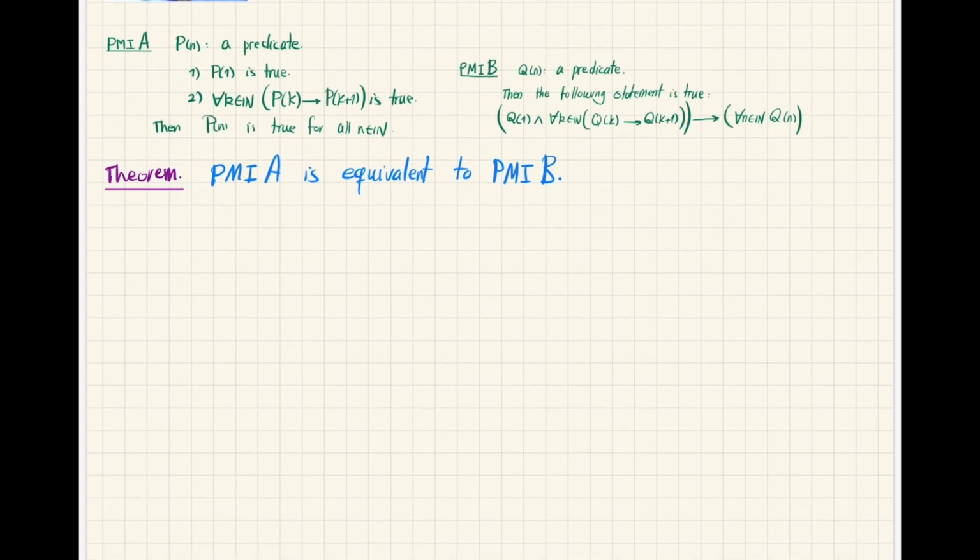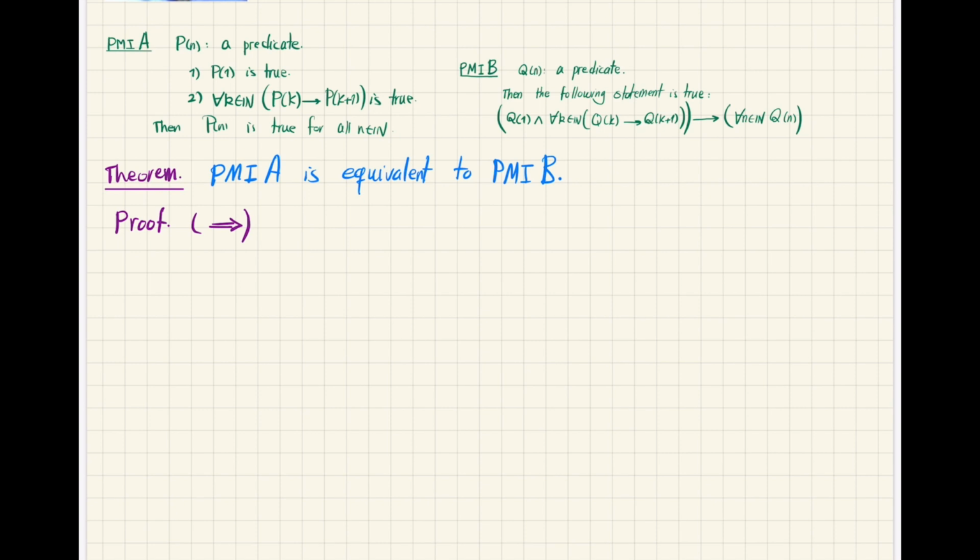Okay, so let me first prove from left to right. So proof, I want to go in this direction first. So I'm assuming that principle of mathematical induction version A is true. I want to show that principle of mathematical induction version B is also true. Okay, so how should I do that?